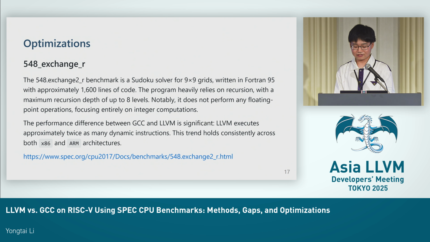Now let's see a specific benchmark, 548. It's a Sudoku solver written in Fortran, and it has no floating-point computation and heavily relies on recursion. LLVM executes twice as many dynamic instructions, and moreover, this behavior is not specific to RISC-V.